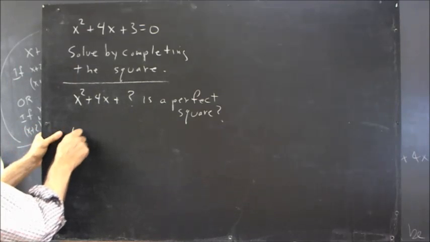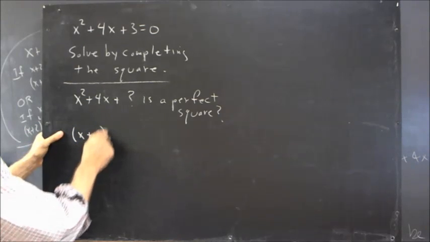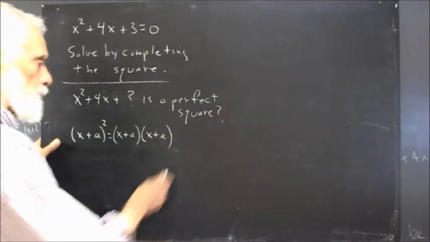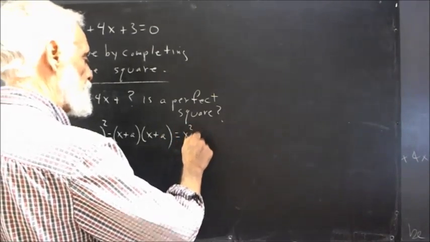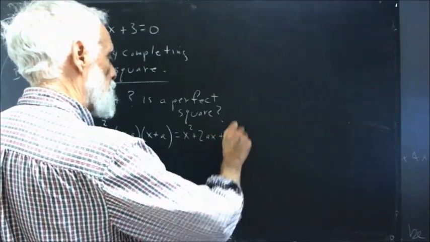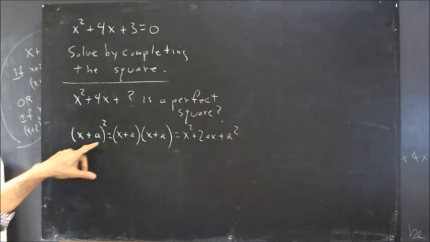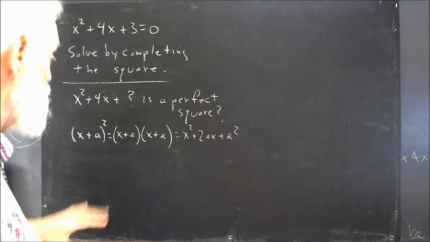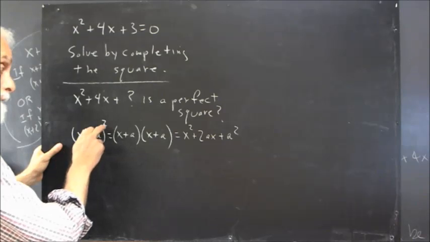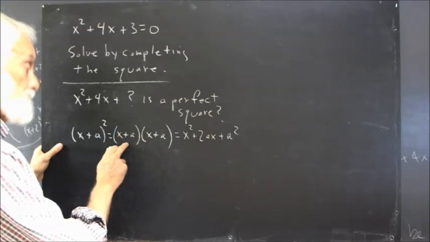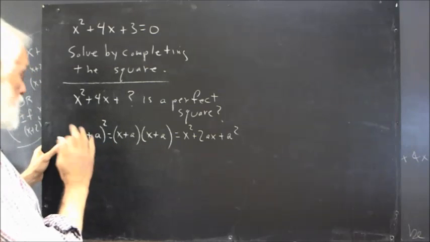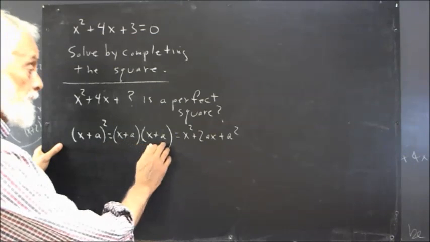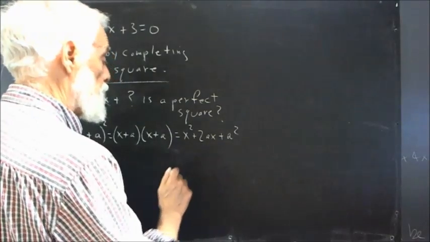Well, this should be x plus a squared, which is x plus a times x plus a, which equals x squared plus 2ax plus a squared. So we want to find a value of a that matches this form. And let me back up, I assume you know how to square a binomial by writing it out as the binomial multiplied by itself and applying the distributive law, x plus a times x plus a, and you see how that gives you this.